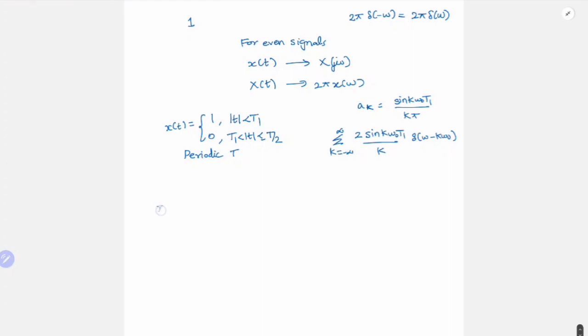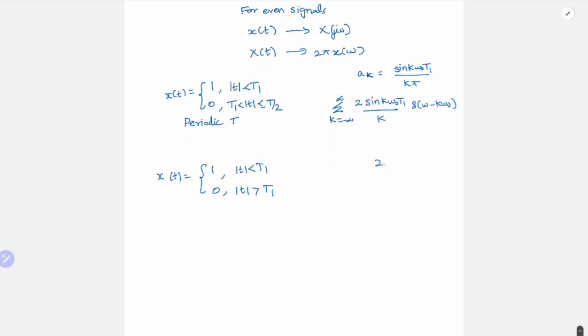And for the non-periodic square wave, what do we have? x(t) equal to 1 for |t| < T1, 0 for |t| > T1. So for this, it was just 2 sin(ωT1)/ω, right?